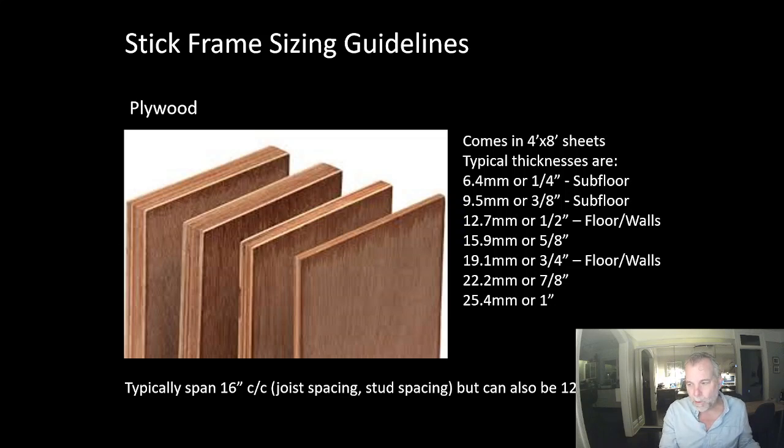Plywood, in fact, all panel products, come in 4x8 sheets. The wood frame industry is still very much imperial. And when we're talking about metric, we're converting an imperial size. So a 4x8 sheet is 1220 by 2440 millimeters. By and large, we use 1/2 inch for walls and roofs, 3/4 inch for floors. And occasionally we'll do otherwise, but that's certainly the standard.